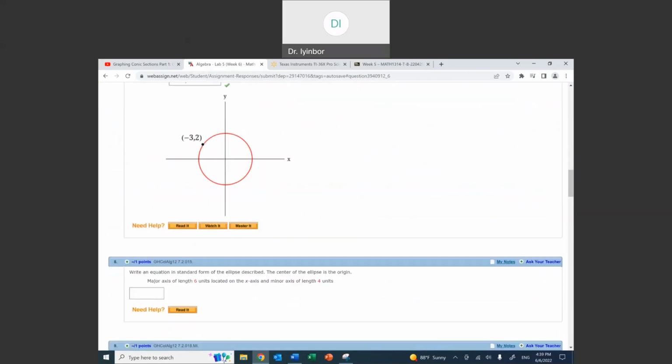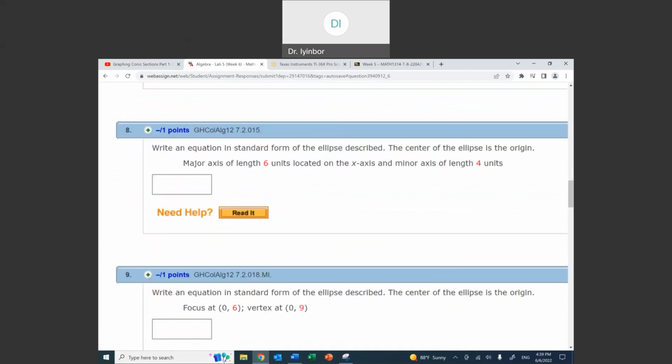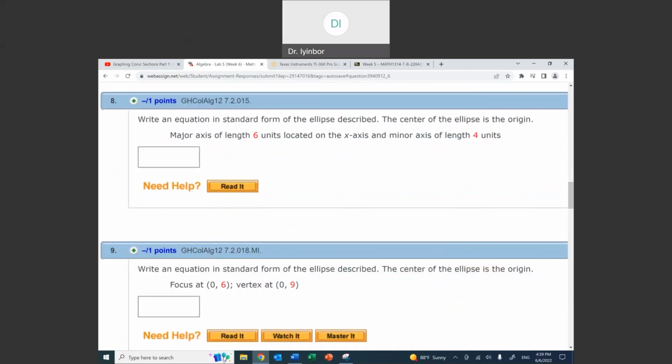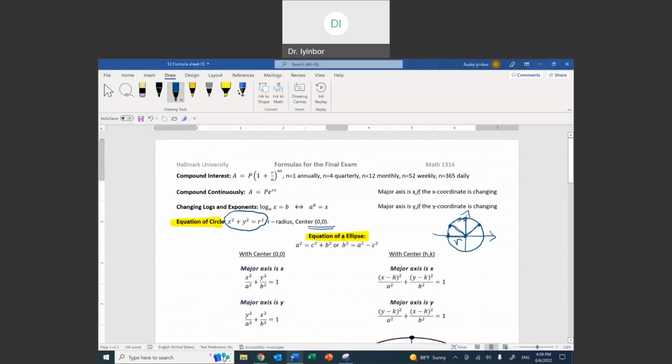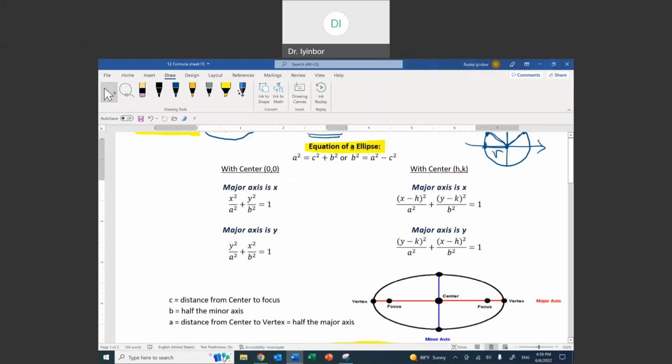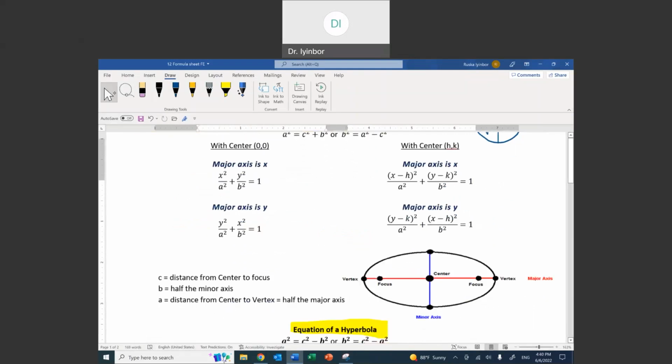8. So number 8, we're talking about an ellipse, center at the origin, and major axis and minor axis. So let me explain what that means. So let's talk about ellipse. I'm going to make it bigger. And we're going to talk about ellipse now. So this is the ellipse. This is the graph of an ellipse.